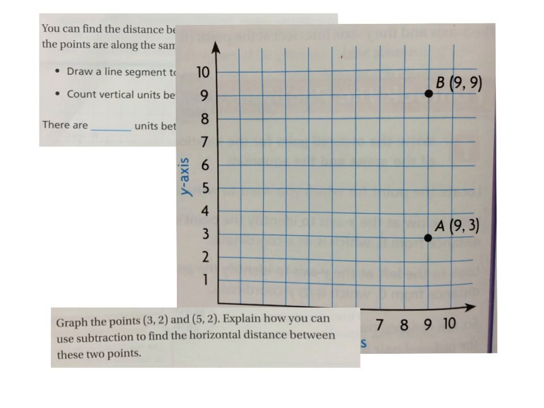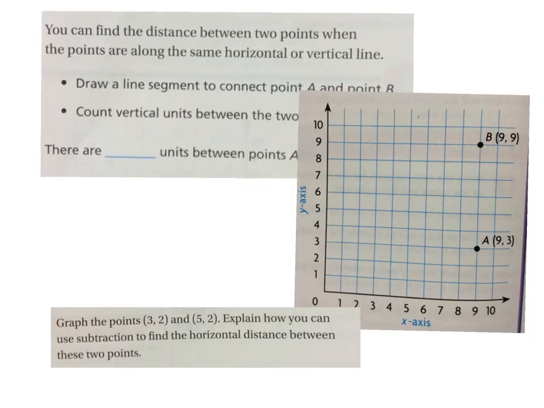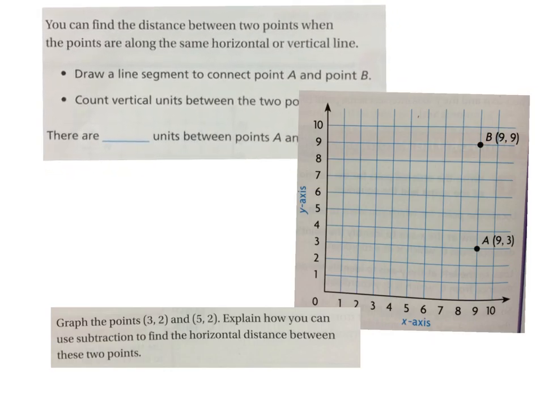All right, when you have A and B labeled, let's see what we need to do with them. It says you can find the distance between 2 points when the 2 points are along the same vertical or horizontal line, basically when they're not diagonal. Are A and B in the same line? Yeah, they're in the same vertical line, okay? So go ahead and draw a line segment to connect point A and point B. So you're going to draw a line to connect them, kind of like connect the dots.